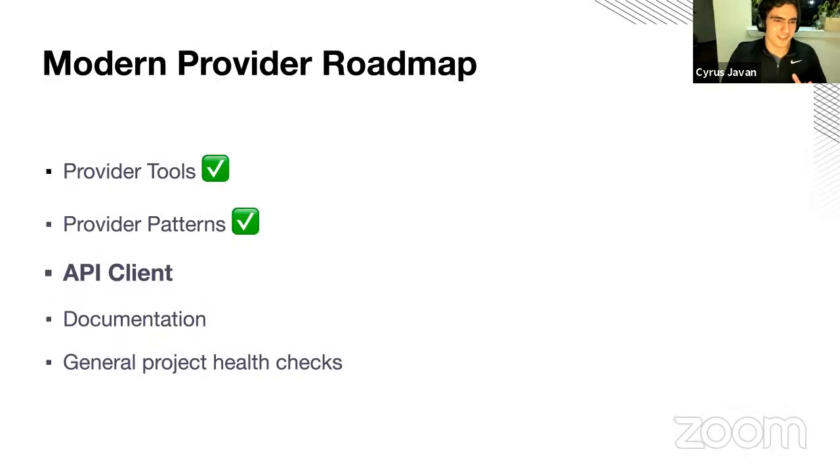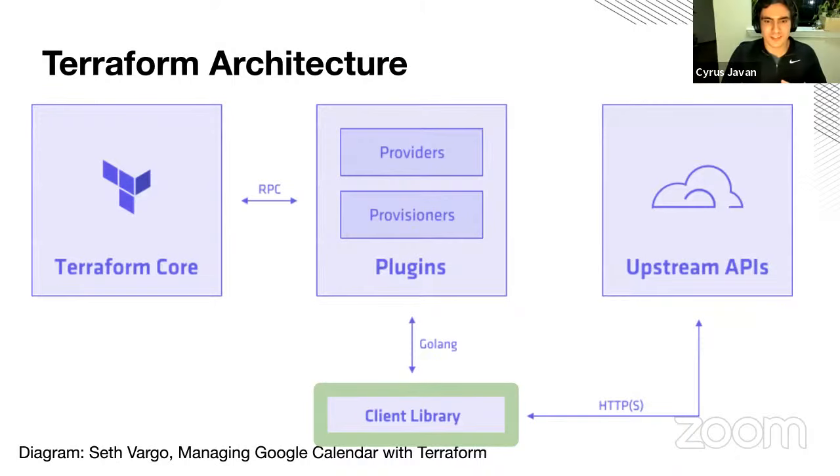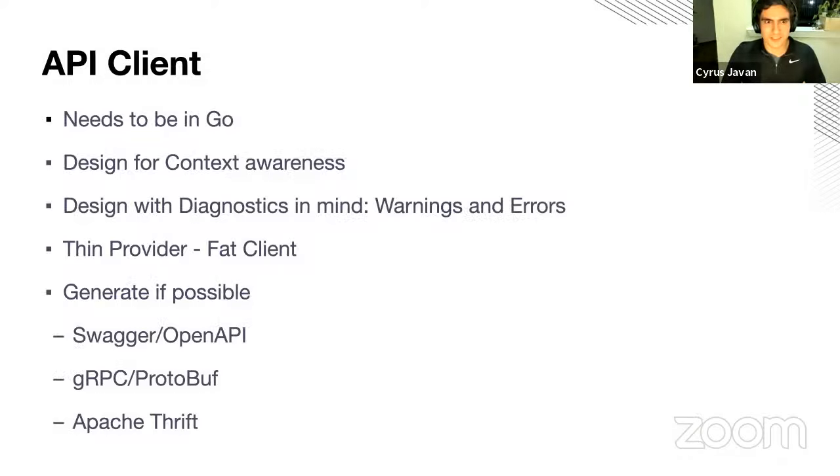Okay, nice. And then next we're going to talk about API clients. And so that's the client library portion here. A few things need to be in Go. We should design with context awareness in mind, even design with diagnostics in mind. What are times when your API could return just a warning instead of an error, and how can we show that to the user and make it useful?